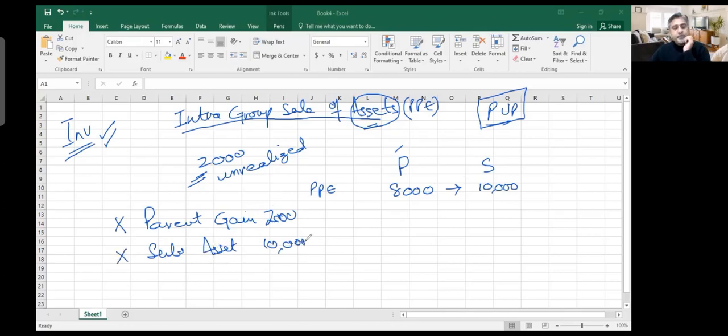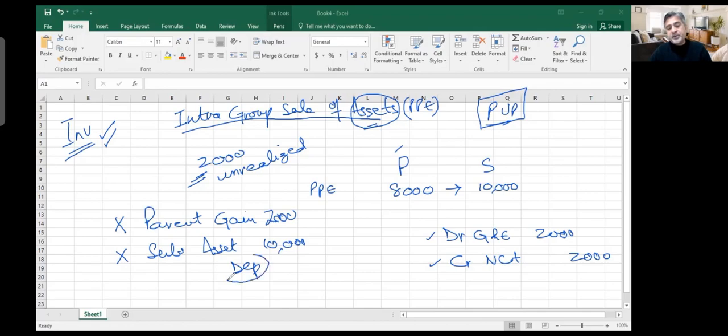So there's a $2,000 unrealized profit. If you go back to your logic for inventory, then you should say debit group retained earnings 2,000 and credit non-current assets 2,000. My profits are overstated by 2,000, so I decrease the profits. My assets are overstated by 2,000, so I decrease my assets by crediting them. That logic fits in. But there's another problem as well.